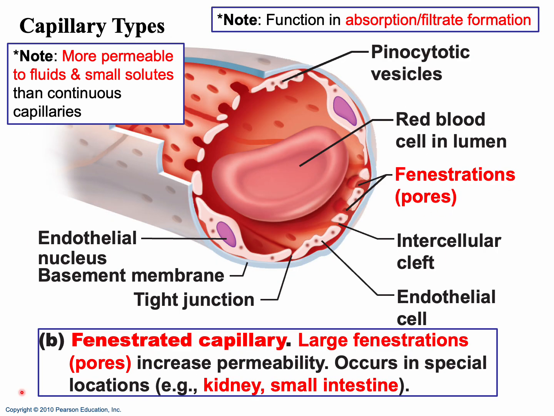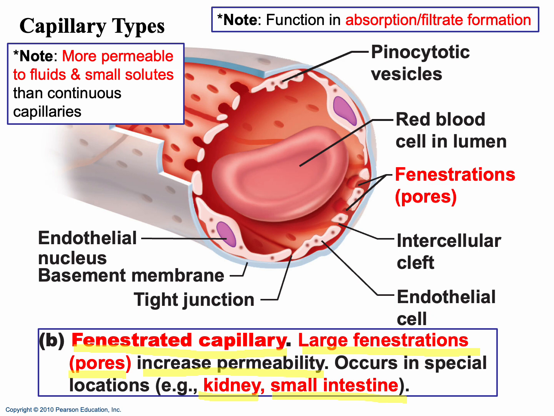Number 2, the second type of capillary in your body is known as the fenestrated capillary. The fenestrated capillary, a unique characteristic is that they have very large fenestrations, pores. Because they contain the pores, this is going to lead to an increase in permeability. So some larger structures are able to move back and forth out of this capillary type. This capillary type is found in very special locations in the body. In your kidney and small intestine are great examples.